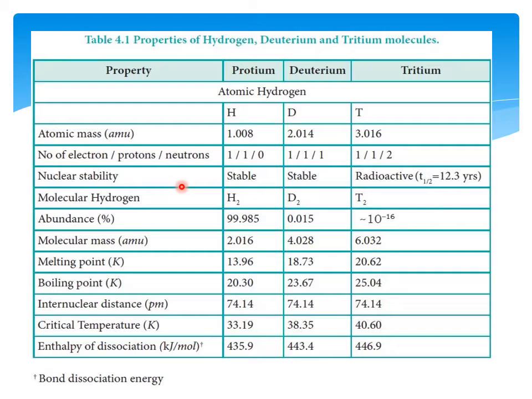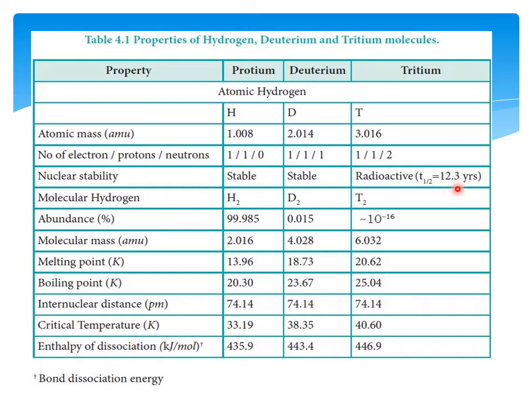And for nuclear stability, hydrogen is a stable isotope, and deuterium can also be stable, only the abundance is a little less. And tritium is radioactive because it can disintegrate, with T half being the half-life period. Half-life period is the time required for half of the radioactive substance to disintegrate or disappear from its initial concentration. If you take 100, for it to go from 100 to 50, it takes 12.3 years.